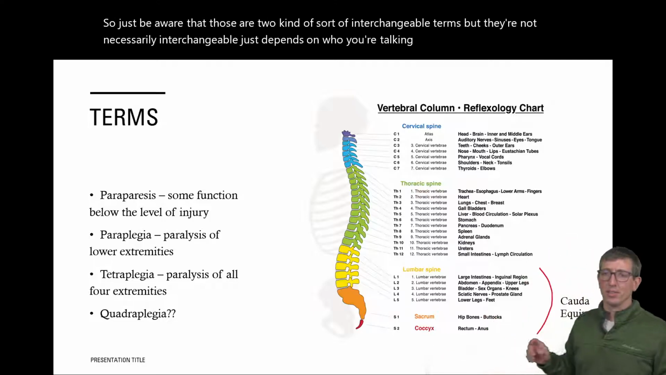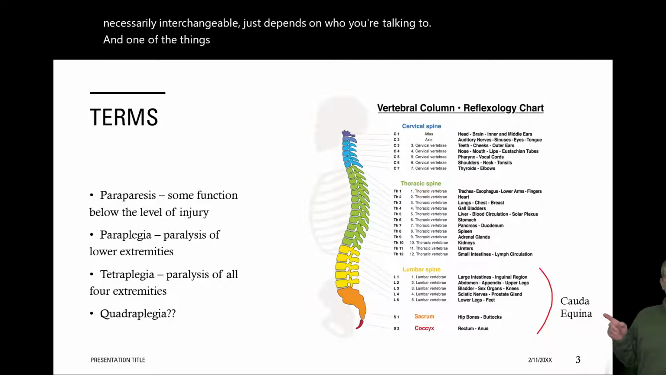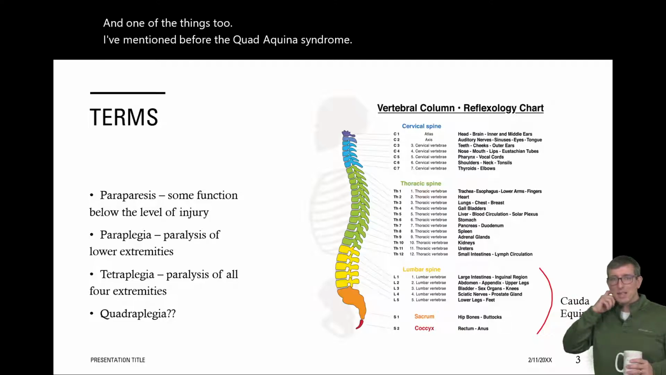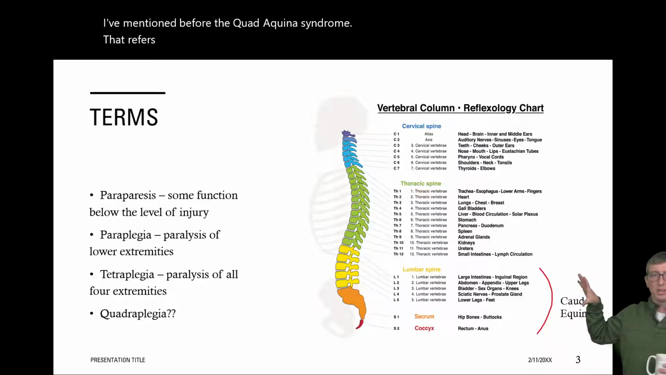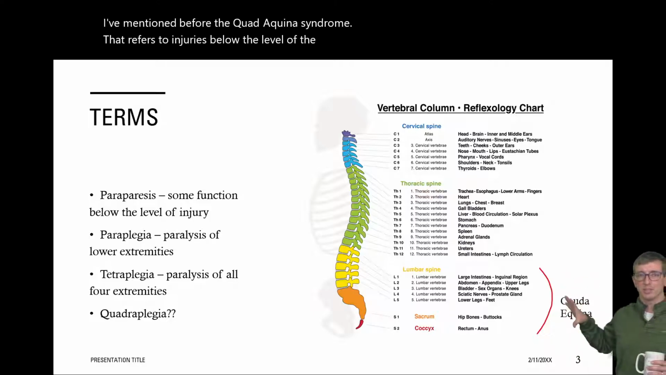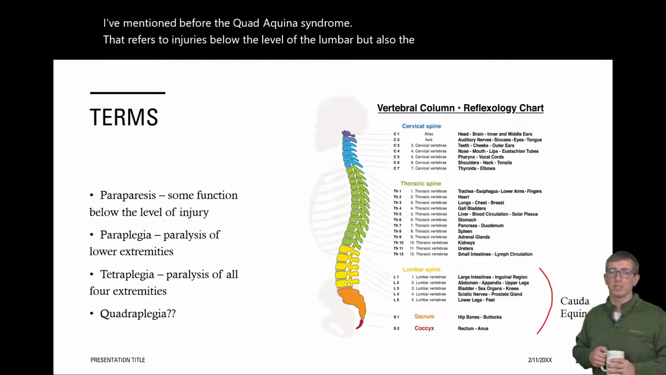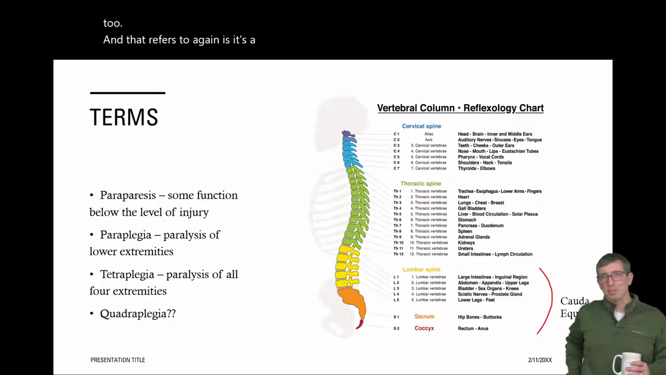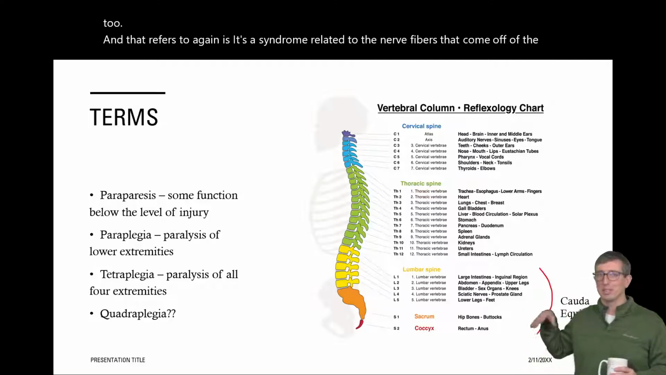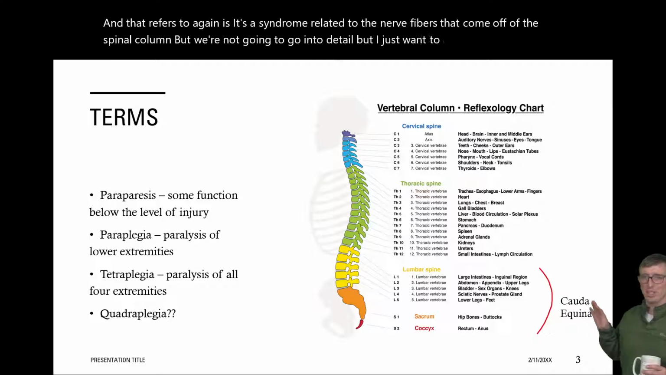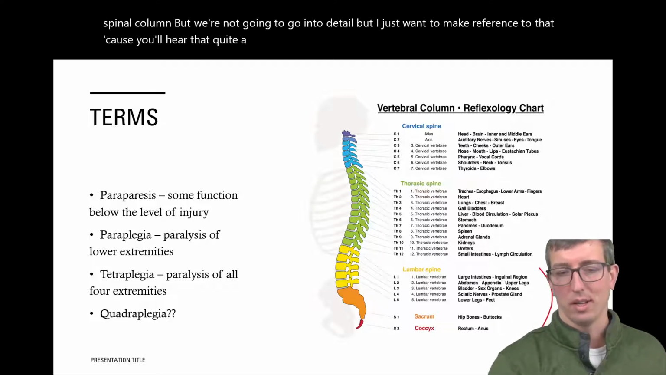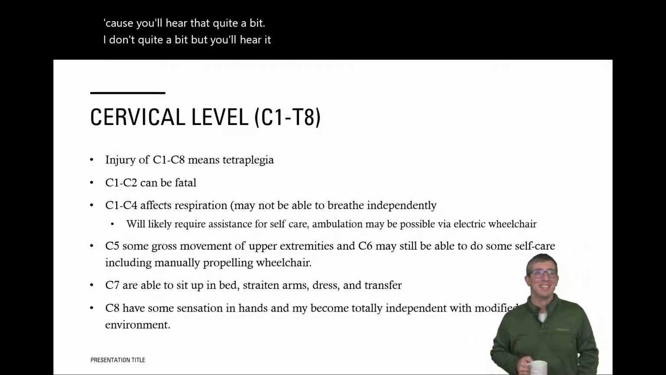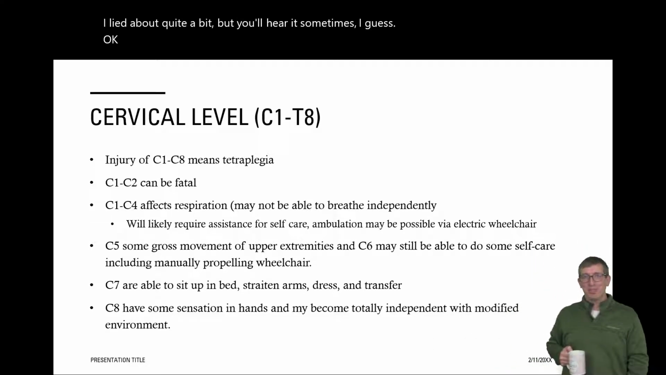Oh, and one other thing too. I've mentioned before the cauda equina syndrome, and that refers to injuries below the level of the lumbar, but also the sacral spinal column parts too. It's a syndrome related to the nerve fibers that come off of the spinal column, but we're not going to go into detail. I just wanted to make reference to that because you'll hear that sometimes, I guess.